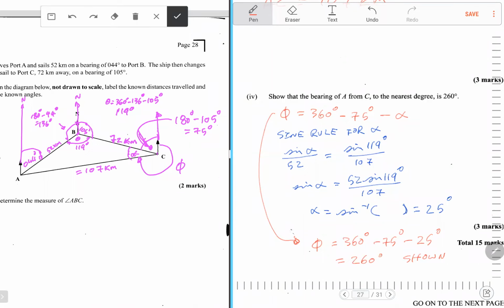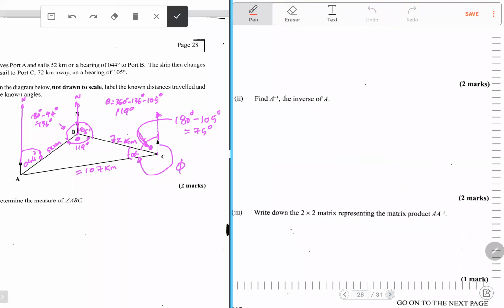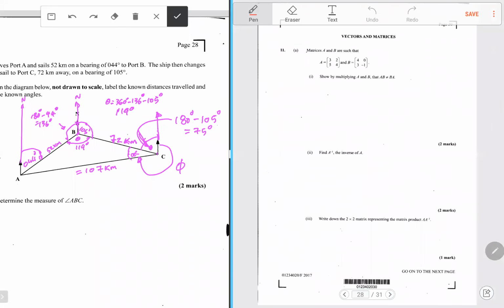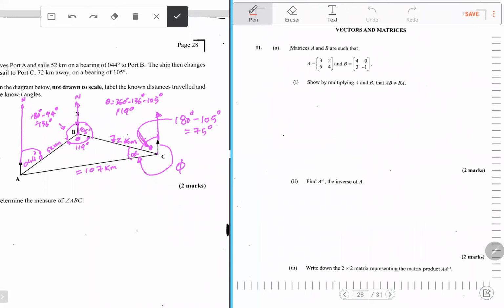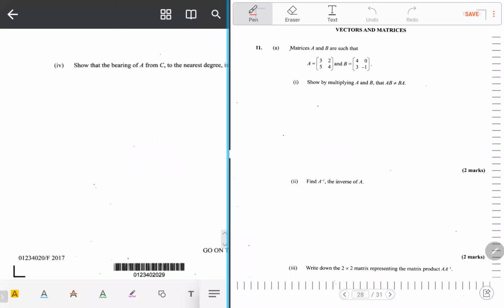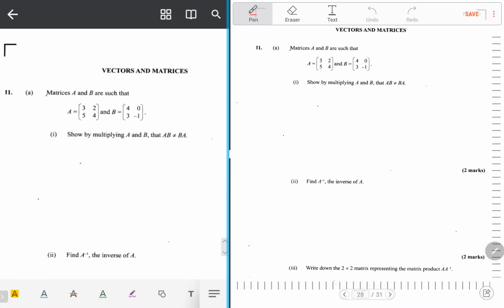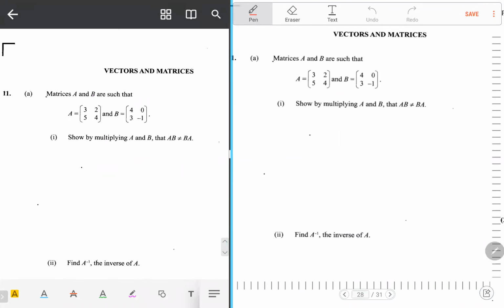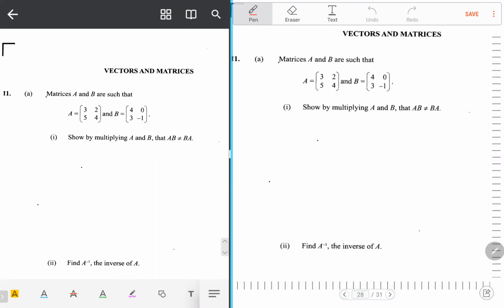Alright, so let's go to the next question, the last one. Matrices, transformation and vectors. This question says the matrices A and B are such that, and gives us those. Show by multiplying A and B that AB is not equal to BA. In other words, matrix multiplication is non-commutative.